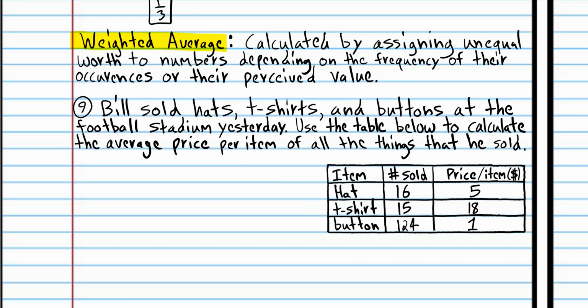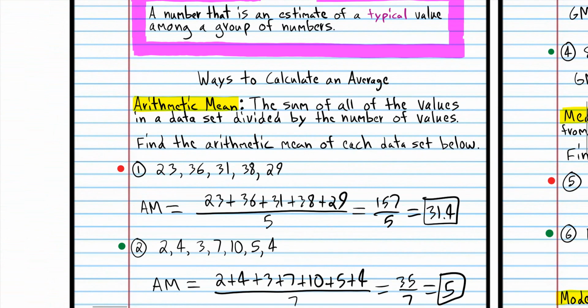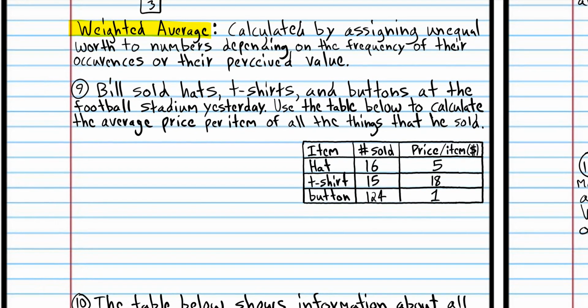The difference is the way that the data is organized that we're given. We're given this data, but it's organized in a different way than what you would see with these problems up here when we found the arithmetic mean. But it's really just the same problems. So let's read. It says, Bill sold hats, t-shirts, and buttons at the football stadium yesterday. Use the table below to calculate the average price per item of all the things that he sold. So I'm just going to call this AM because it is the arithmetic mean that we're about to calculate.